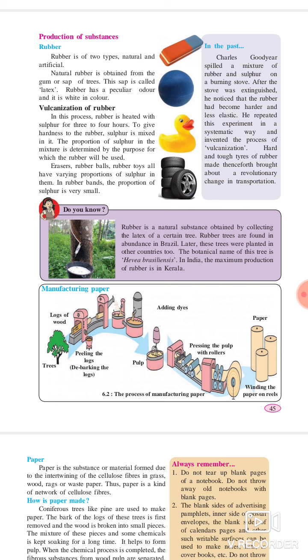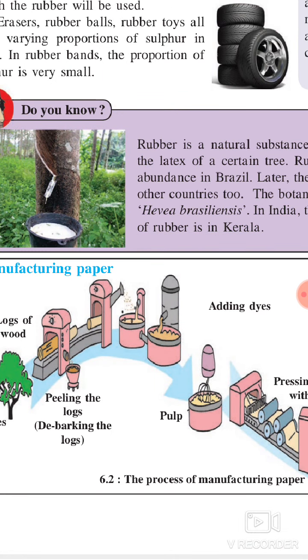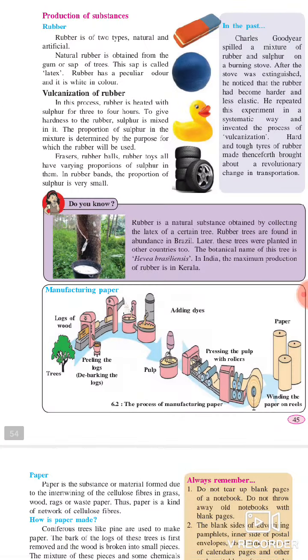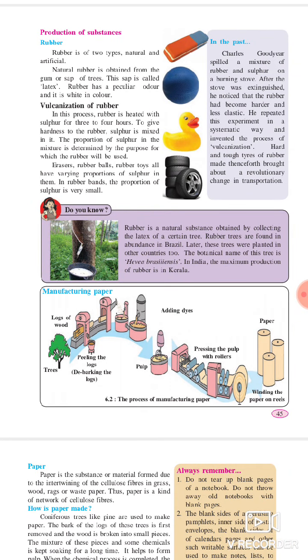Man-made rubber we get by the vulcanization of rubber. In this, by using natural rubber that is available in the liquid form, we get this white color rubber. We heat the rubber with sulfur dioxide. We mix the sulfur in this, and then we heat this, and the sufficient proportion of sulfur mixture is determined by the purpose for which the rubber will be used.